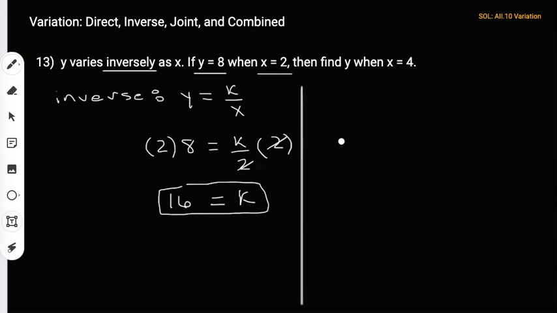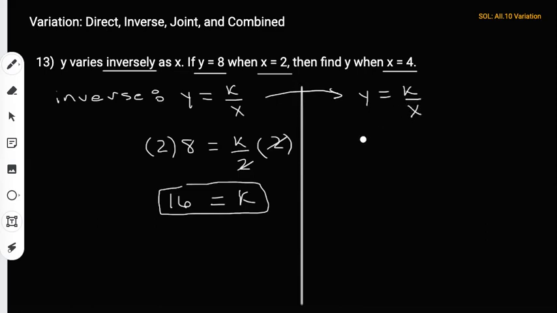So in the second half of the problem, it tells me to find out what y is when x equals 4. That's going to be new information to us because in the last half of the problem, it told us that y is 8 and x equals 2. So I'm going to use that same formula that we used before, but I'm going to put in the new information.